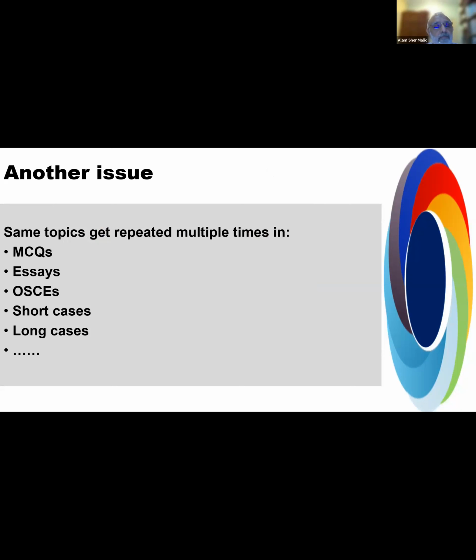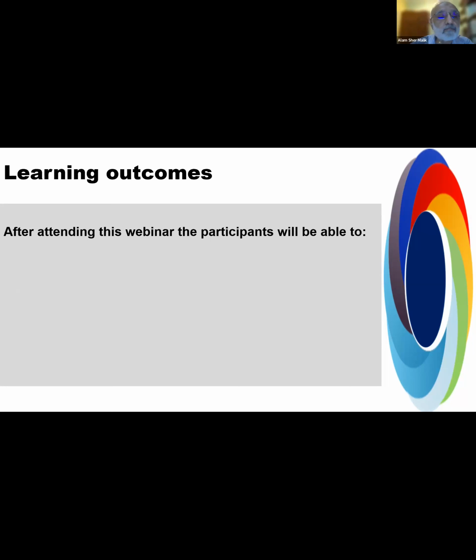Then another issue we have seen in a number of papers, that some topics get repeated multiple times. For example, the same topic being assessed in MCQ, in essays, in OSCE, short case, long case, etc. So multiple times assessing the same, whereas neglecting the others. So that's the issue we are going to address in today's session, and that's where the blueprinting really helps us.